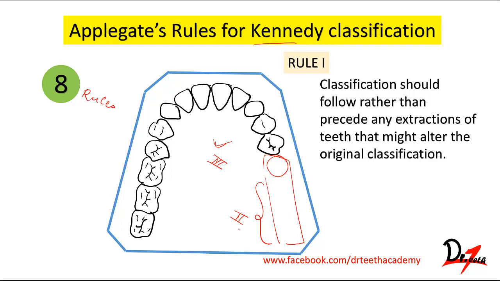So this will impact your treatment plan, because you made your treatment plan based on class 3. Now what you got? You got class 2. So everything changed. That is why rule 1 is a very important rule: classification should follow rather than precede any extraction of teeth.